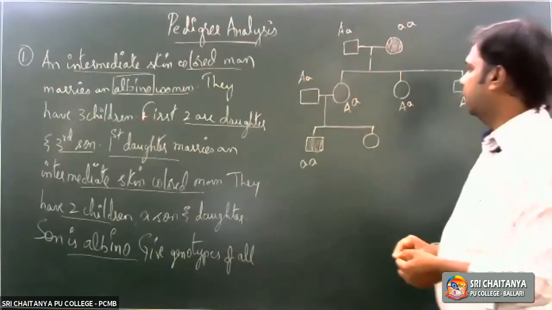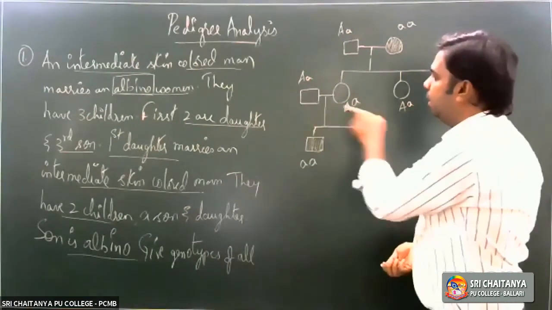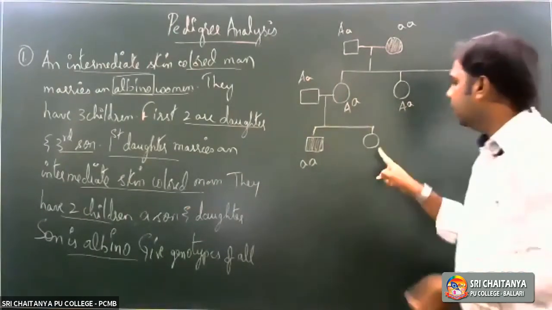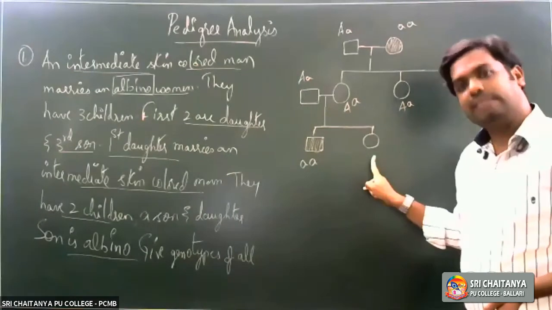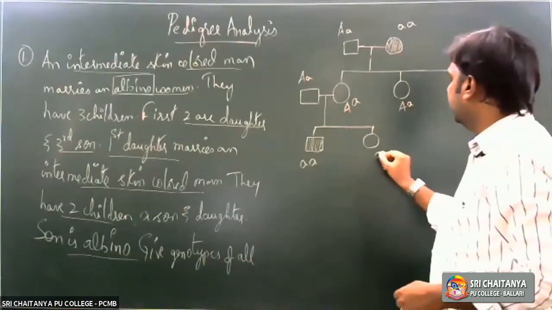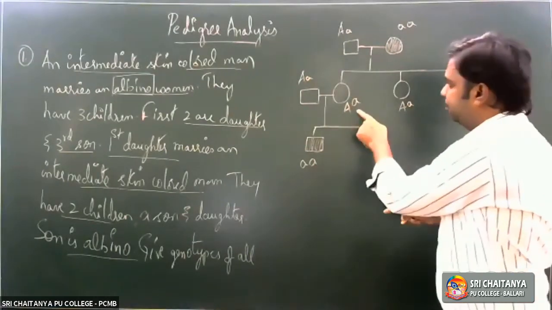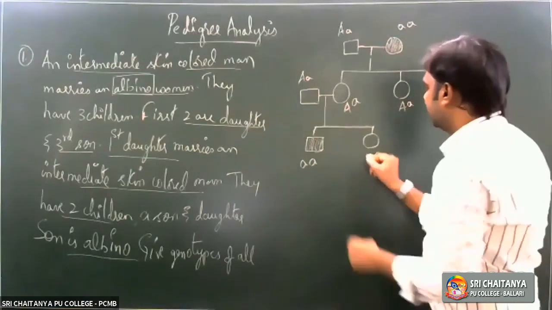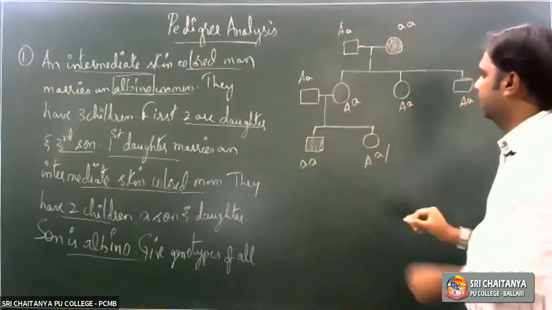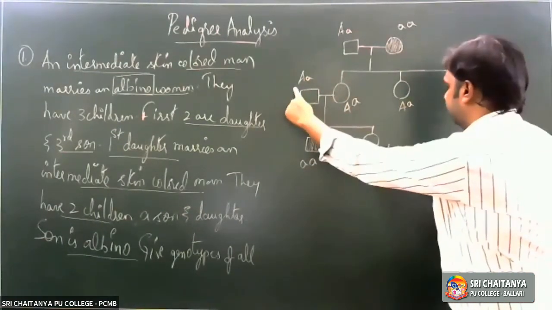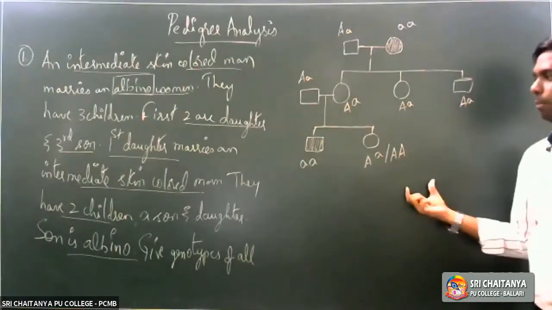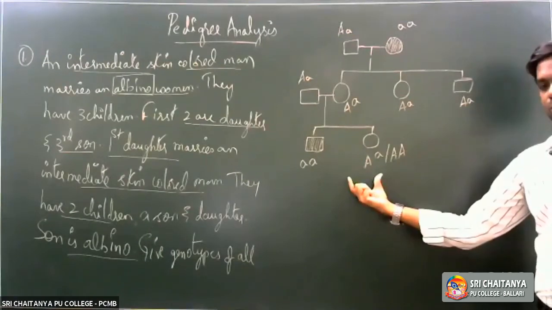Next, moving to the last generation. Father is intermediate, mother is also intermediate. This we are very much familiar with now. Now, what would be the genotype of the individual here in the second generation? If this individual gets small a from the mother, definitely this individual should get capital A from the father. Or there is one more possibility. She can get capital A from the father or capital A from the mother. So this is the genotype of this particular individual in the F2 generation.